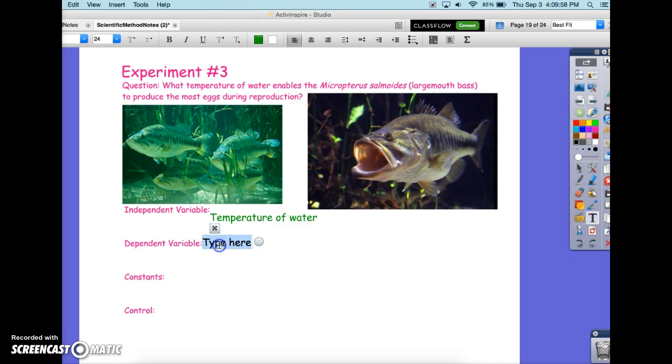Well, what we're measuring is amount of eggs. That is what we're going to count. The different temperatures of water we're assuming would change the amount of eggs, or that's at least what we think.